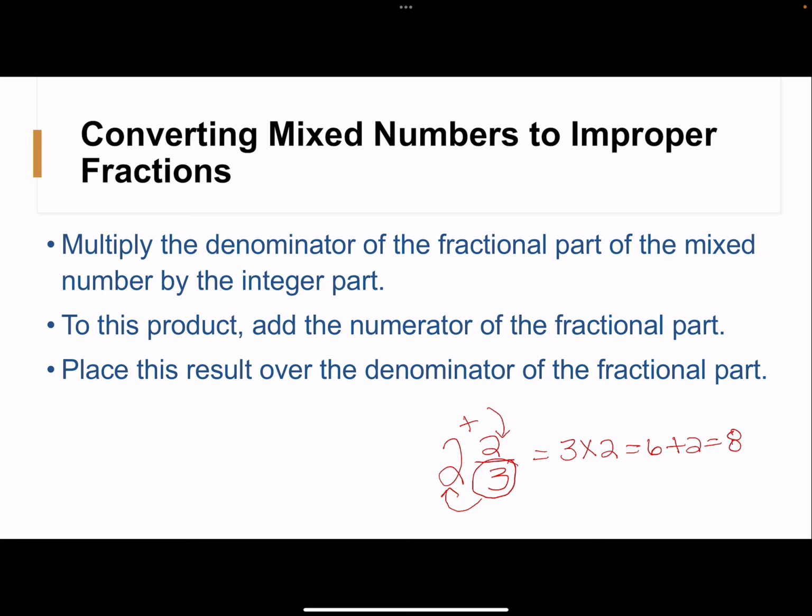And you're going to put that over the denominator that you started with, which is what I have circled, 3. So this would be 2 2/3 expressed as an improper fraction. 3 times 2 plus my numerator of 2 gives me 8 over the denominator that I had of my fraction to start off with.